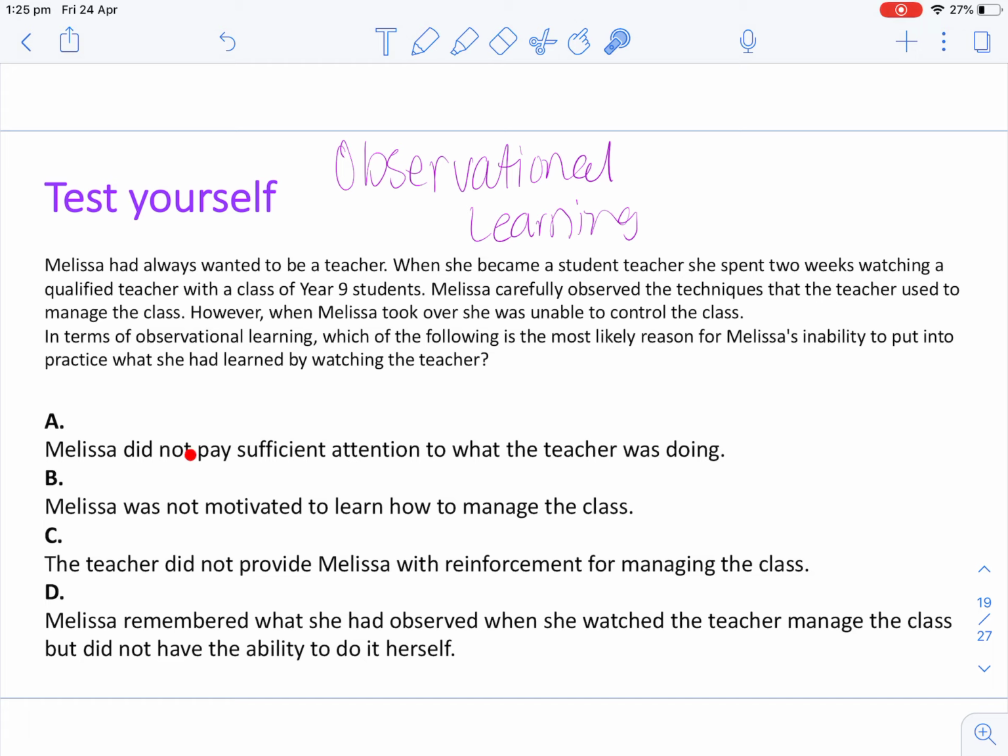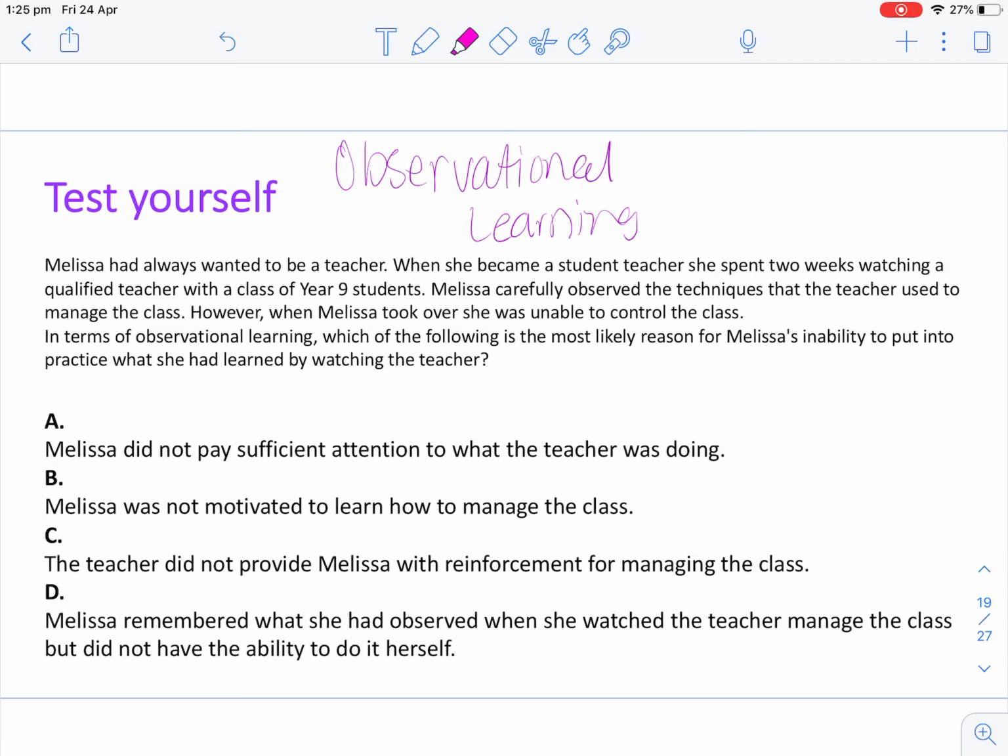So, let's go through the answers. A, Melissa did not pay sufficient attention to what the teacher was doing. B, she was not motivated to learn how to manage the class. C, the teacher did not provide Melissa with reinforcement for managing the class. D, Melissa remembered what she had observed when she watched the teacher manage the class, but did not have the ability to do it herself. So let's go through and try to eliminate each of the options.